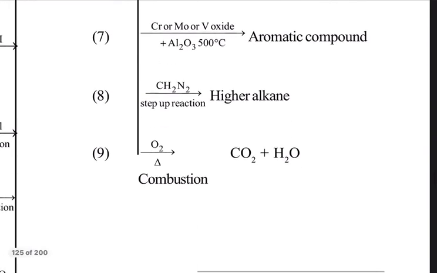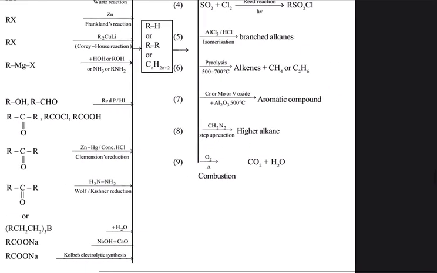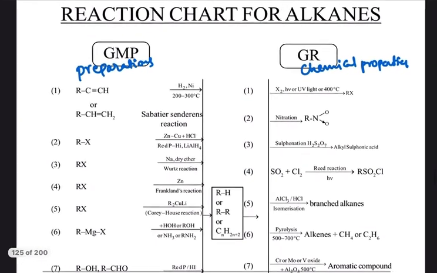Okay, students. Next, alkane reacted with diazomethane gives a higher alkane, R-CH3, plus nitrogen gas. And the last one is combustion of alkane in the presence of oxygen, where you get carbon dioxide and H2O. Okay, students, like that I have briefly explained the total reactions chart of alkanes. Okay, thank you very much.